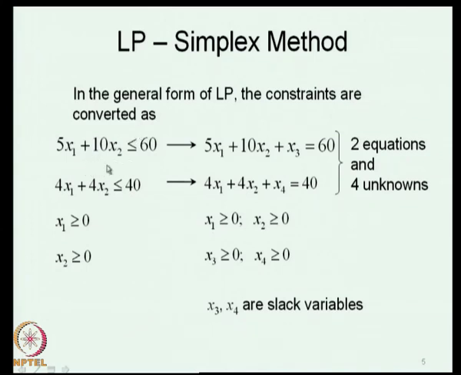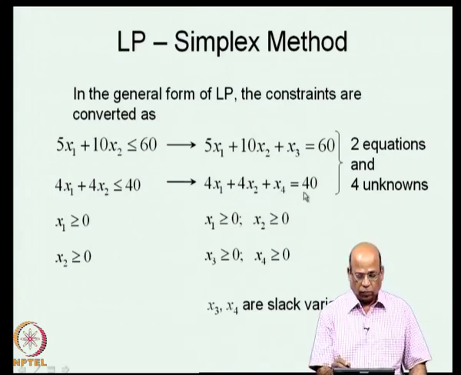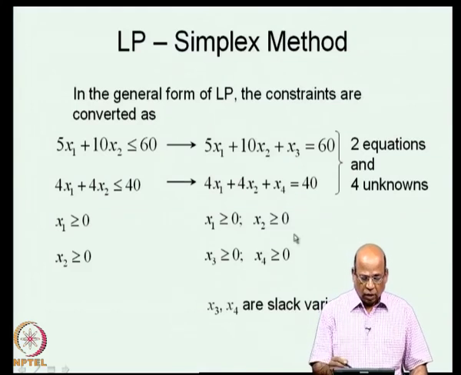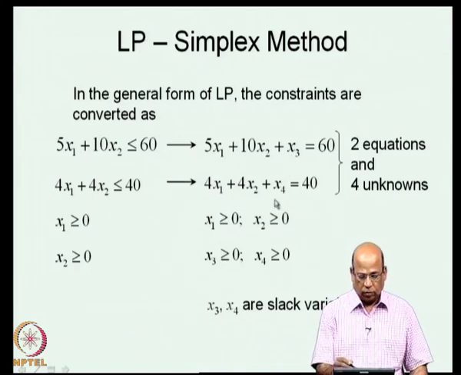Let us say that we write the constraints in the general form, that is, we will introduce the slack variable. 5 x 1 plus 10 x 2 less than or equal to 60, I convert it as 5 x 1 plus 10 x 2 plus x 3 is equal to 60, where x 3 is the slack variable. Similarly, 4 x 1 plus 4 x 2 less than or equal to 40, I write as 4 x 1 plus 4 x 2 plus x 4 is equal to 40, where x 4 is a slack variable. Remember, you need to introduce different slack variables to different constraints, and all these variables, including the original x 1 and x 2 and the slack variables x 3 and x 4, are non-negative.